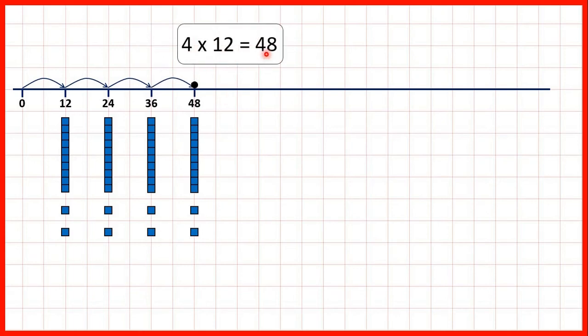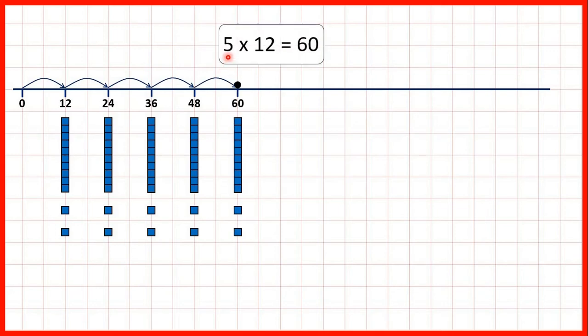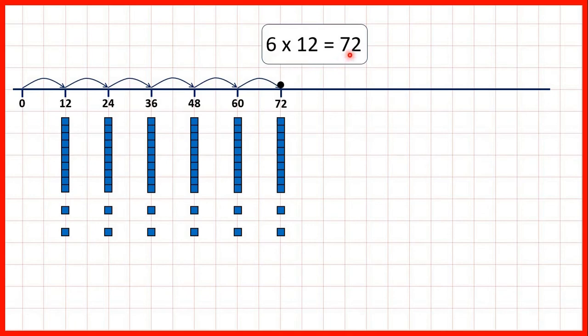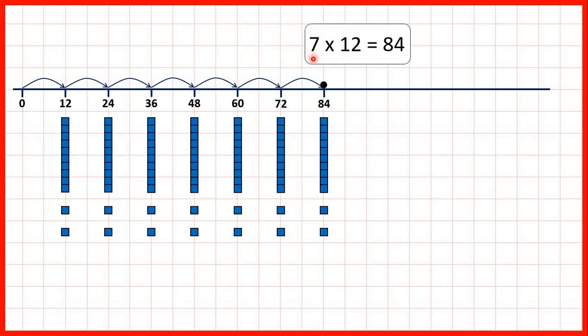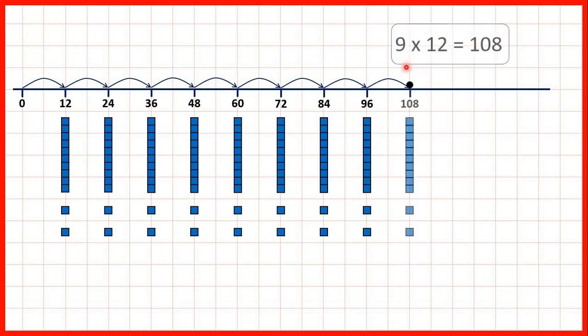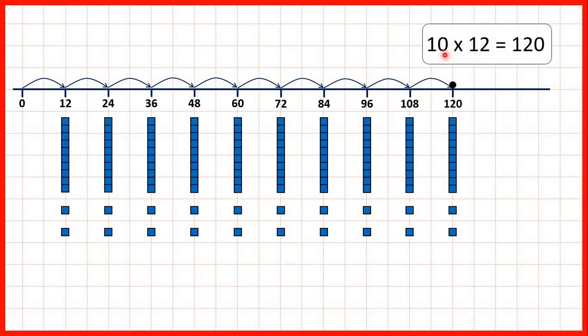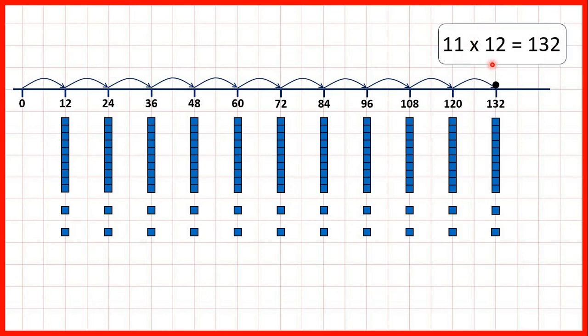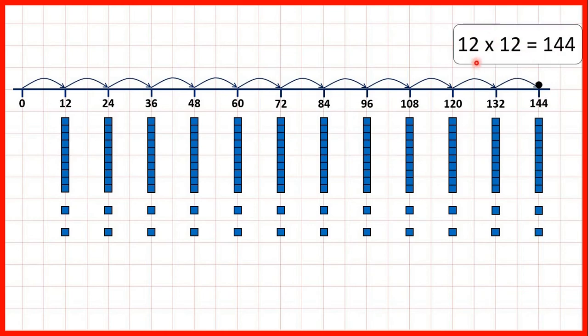4 times 12 is 48. 5 times 12 is 60. 6 times 12 is 72. 7 times 12 is 84. 8 times 12 is 96. 9 times 12 is 108. 10 times 12 is 120. 11 times 12 is 132. And 12 times 12 is 144.